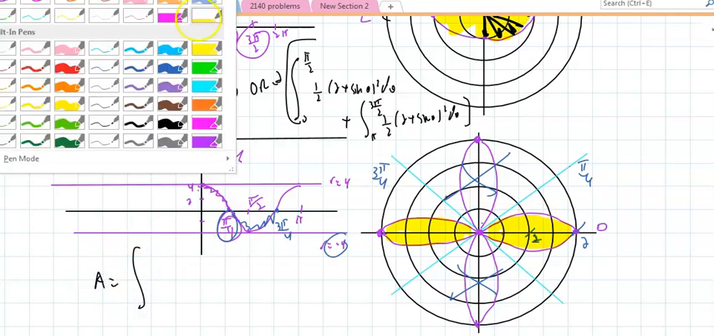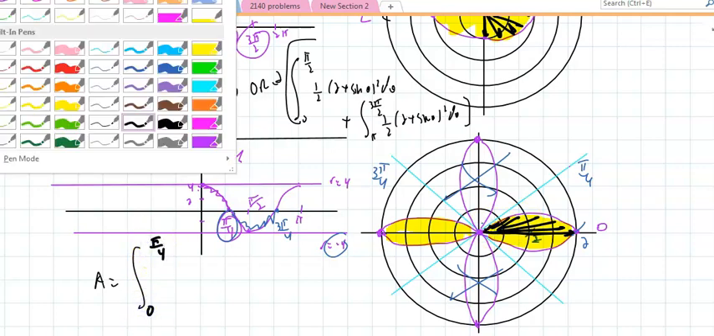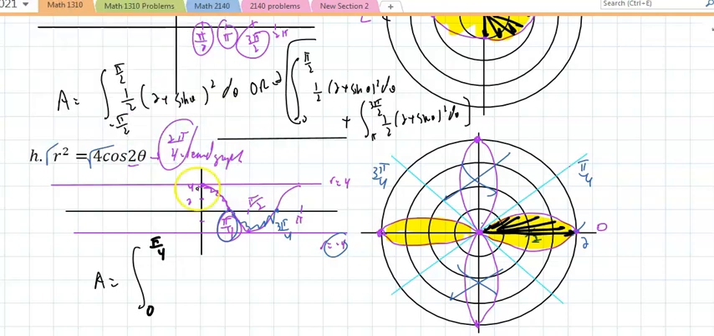If I run from 0 to pi over 4, that'll get me half of the first leaf or petal, of 1/2. The square of r is already 4 cosine of 2 theta. No need to add the square because that's what it was. And you multiply that by 1, 2, 3, 4. That'll do the trick. Of course, you could do from negative pi over 4 to pi over 4.